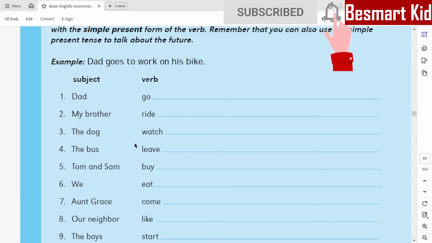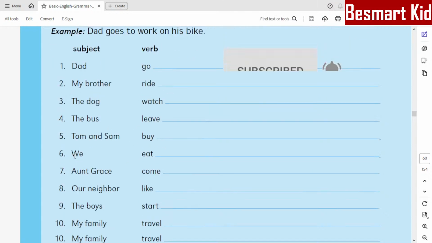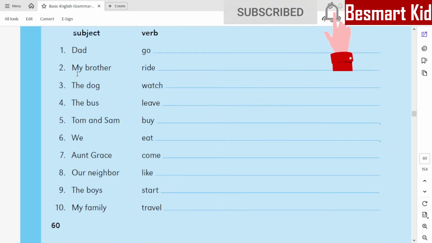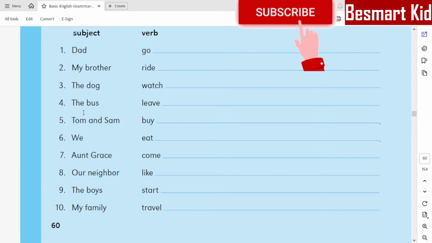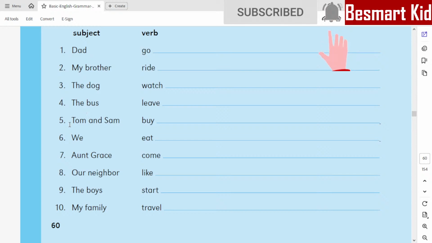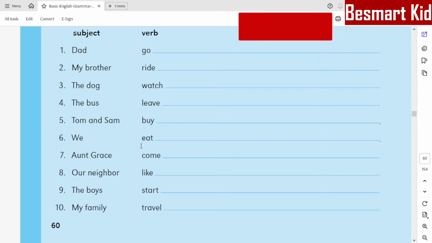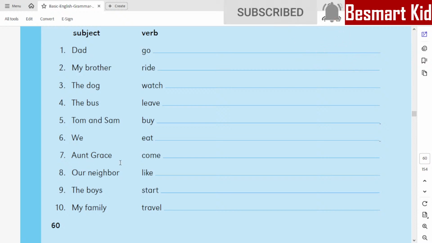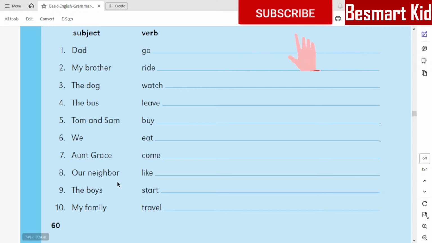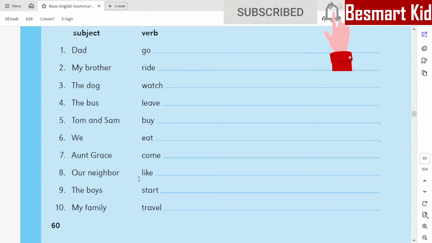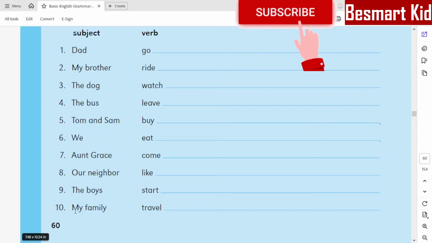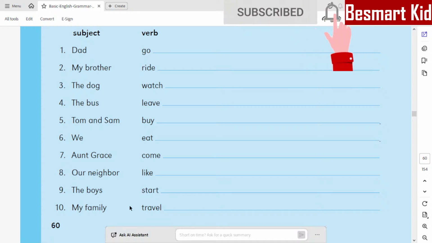Here we have subject and here we have object. We have dad and go. My brother ride. The dog watch. The bus leave. Tom and Sam buy. We eat. And Grace come. Our neighbor like. The boys start. My family travel.